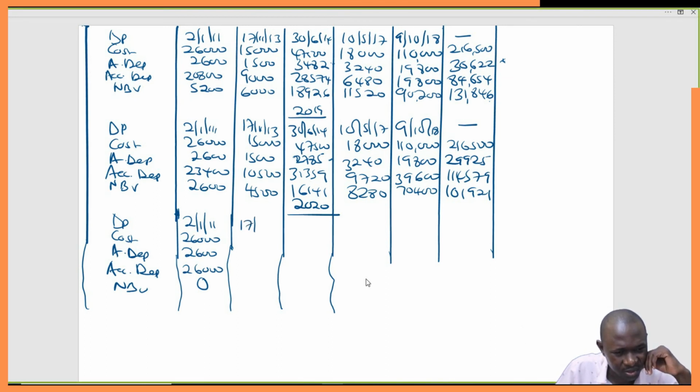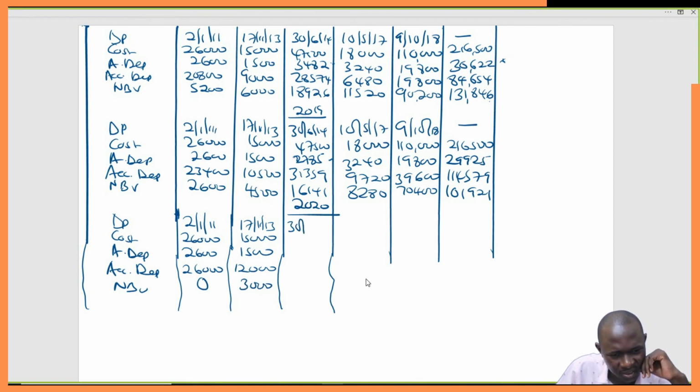Then this other one, 17, 11, 13, it was bought at 15,000. Annually it depreciates at 1,500. It has accumulated to 12,000. The balance is 3,000. It has 2 more years to go.